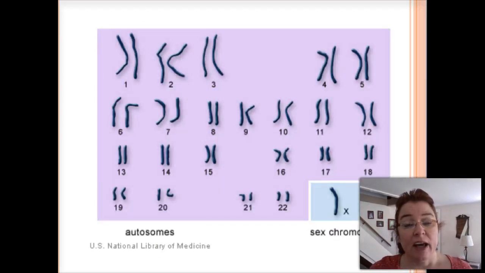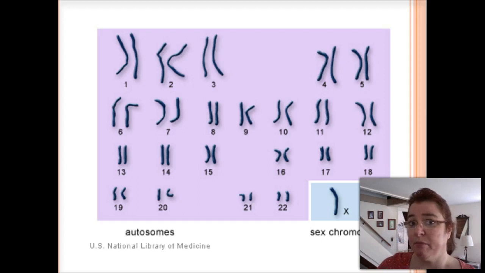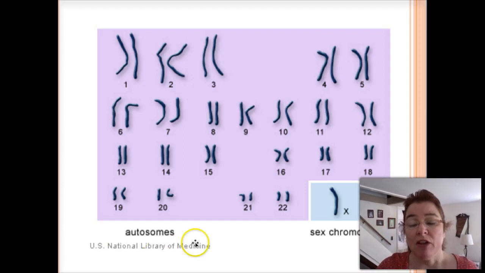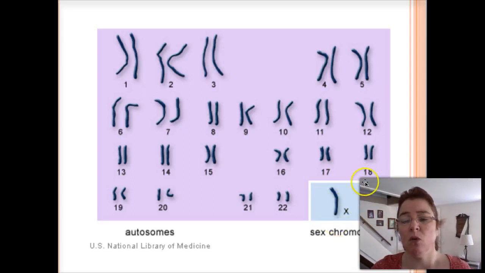Now, in order to look at the chromosomes in a human being, we isolate them from the cell and we create what's called a karyotype, and that's what you're looking at in this slide. This is a karyotype that comes from a male, and I know that because in the lower corner here you can see the sex chromosomes. There's one X chromosome right here, and there's one Y chromosome right here. So this comes from a male.